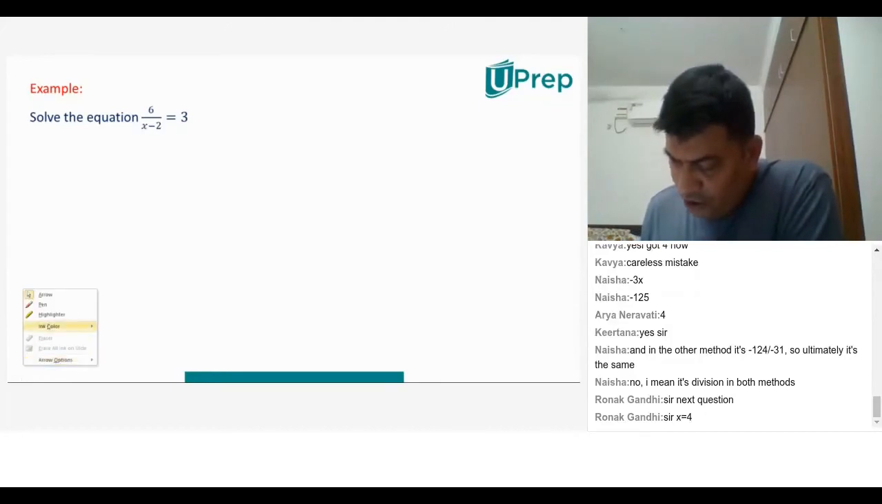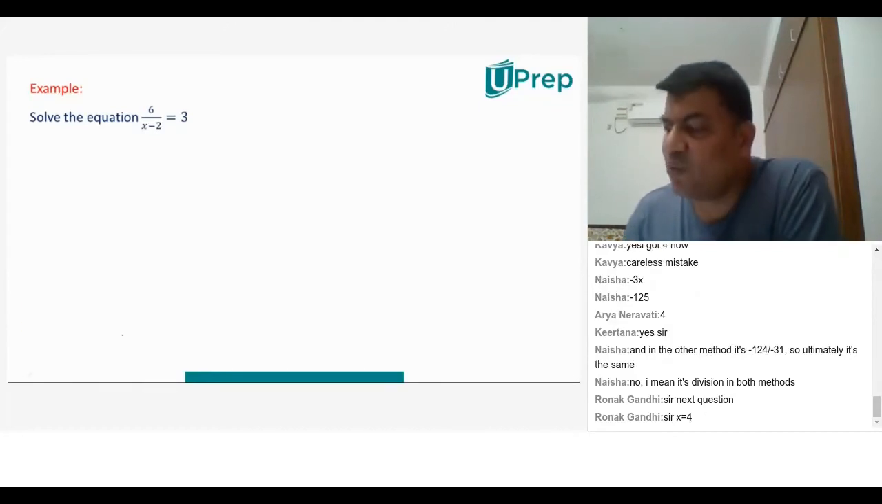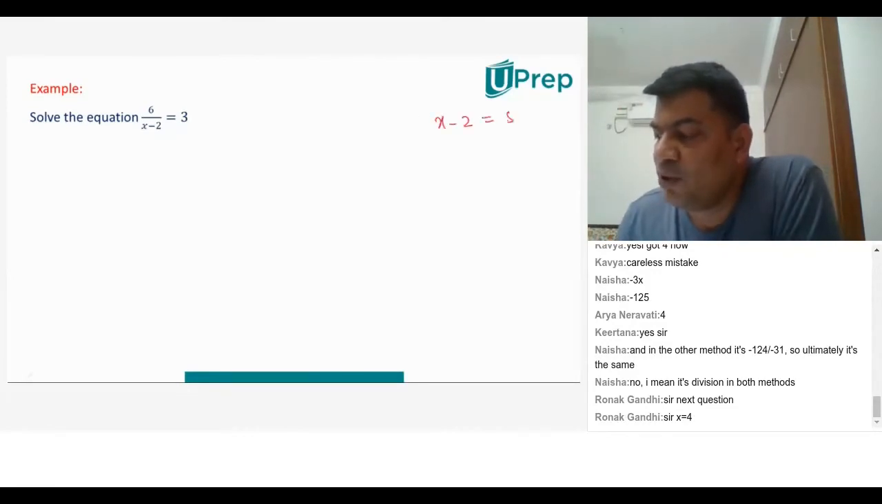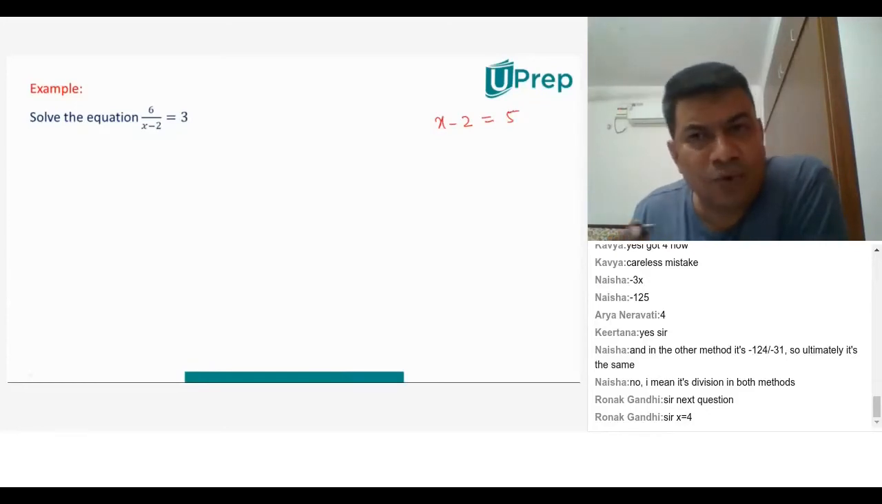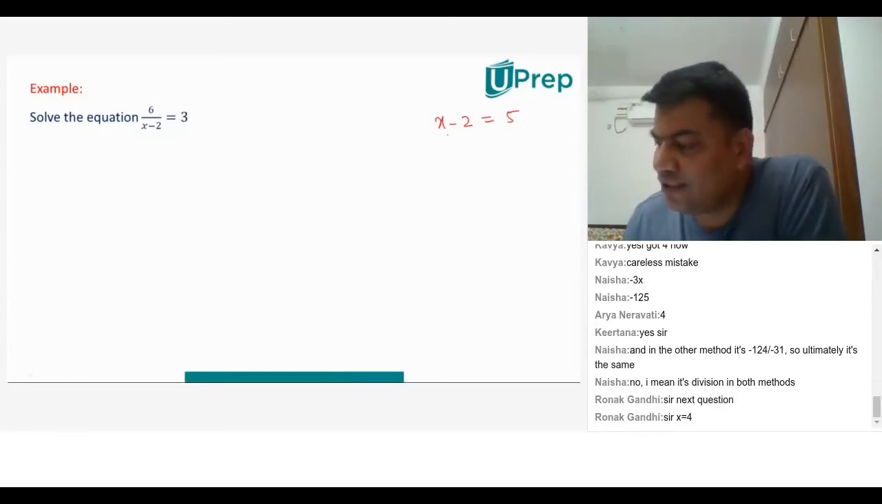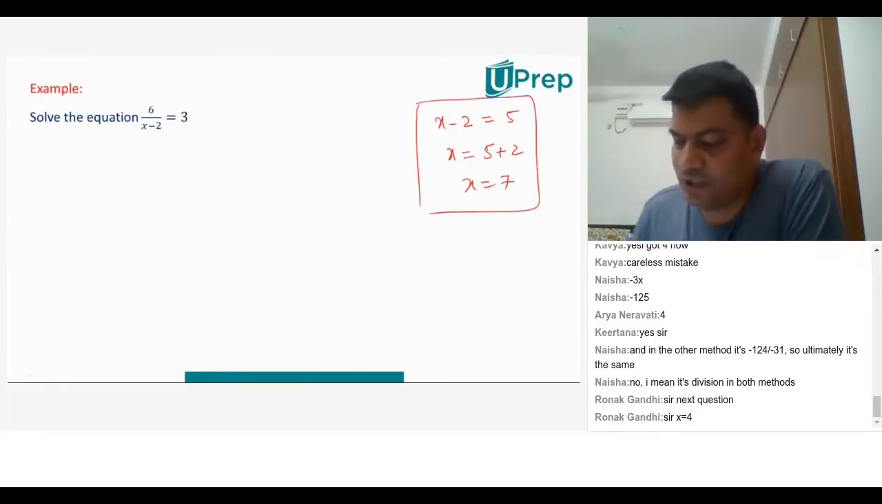If the question were to be something like x minus 2 is equal to 5, you know how to solve this. You will say x is equal to 5 plus 2, as the minus 2 goes to the other side. Therefore x is equal to 7. So that's an easy question.